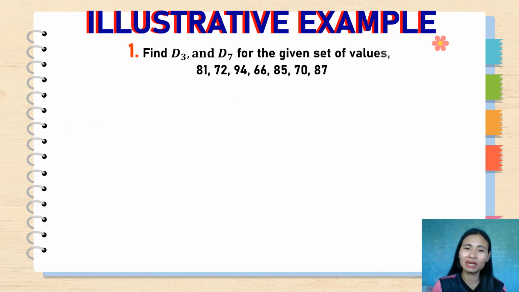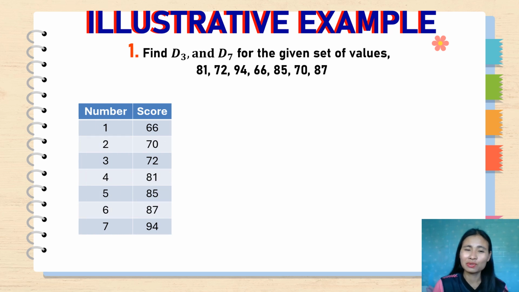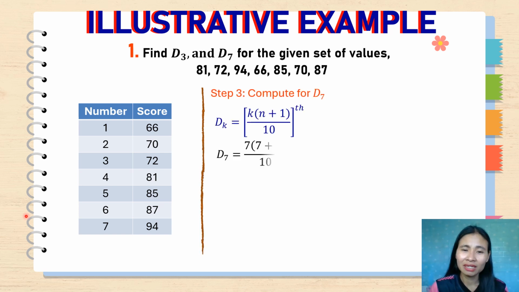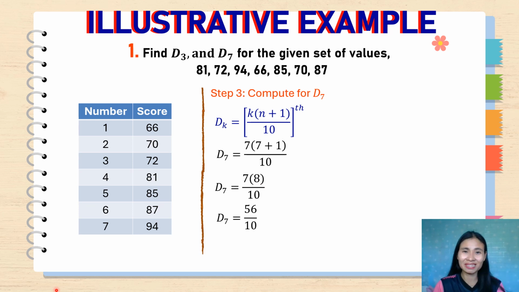Next, let's compute for D sub 7. Since we were already able to arrange the data a while ago, we now proceed to substitution. D sub 7 is equal to 7 times the quantity of 7 plus 1. This time, we substitute the value of k by 7 since we are asked to solve for D sub 7. Next, 7 plus 1 gives you 8, and 7 times 8 is equal to 56. And 56 divided by 10 gives you 5.6.